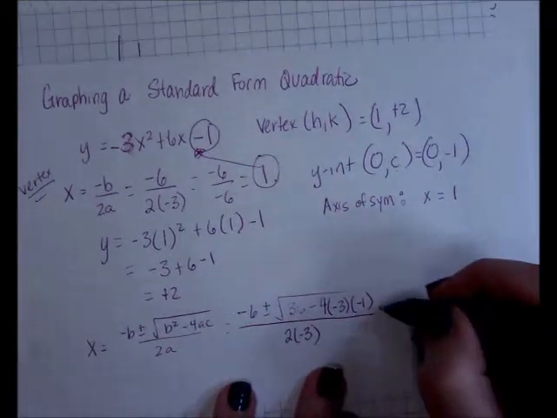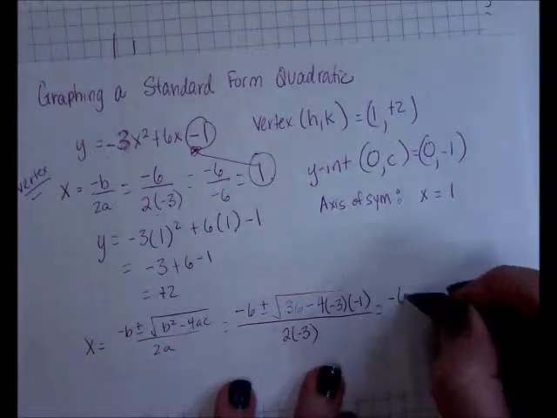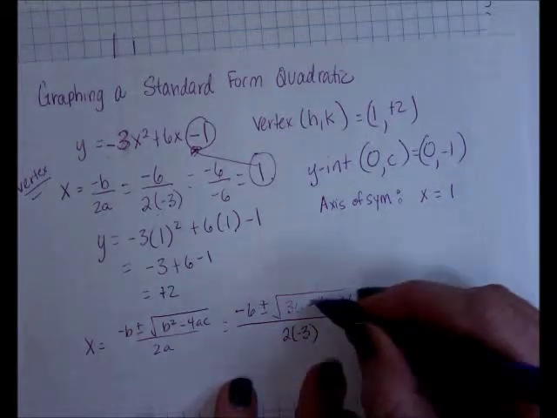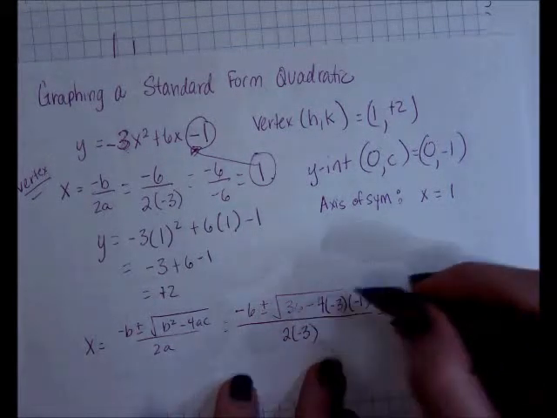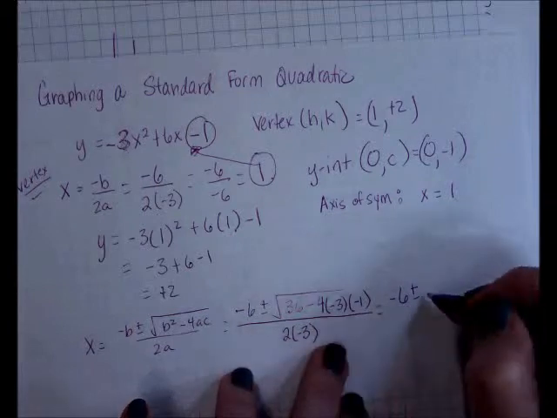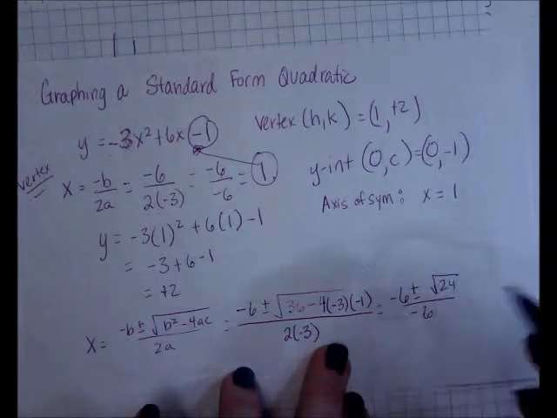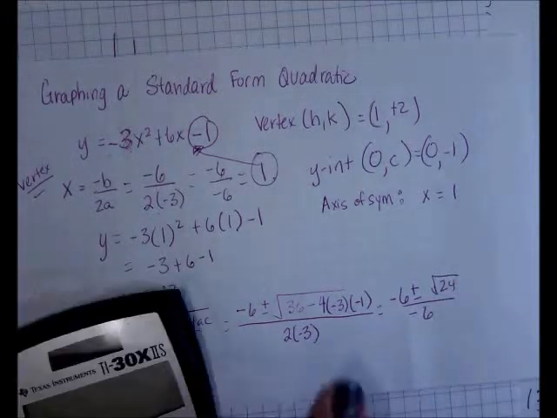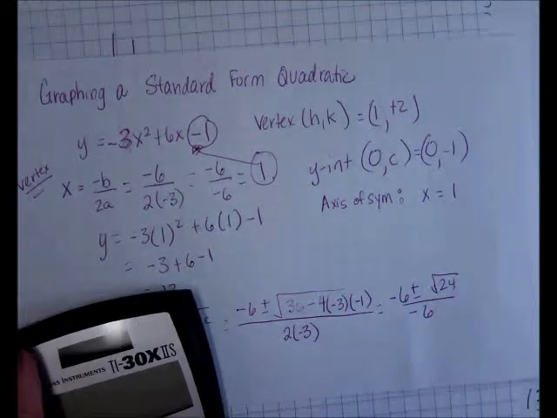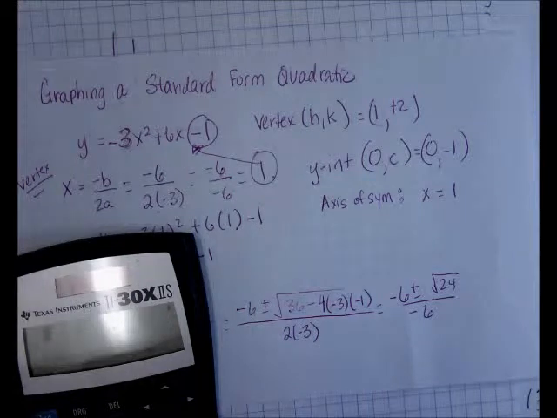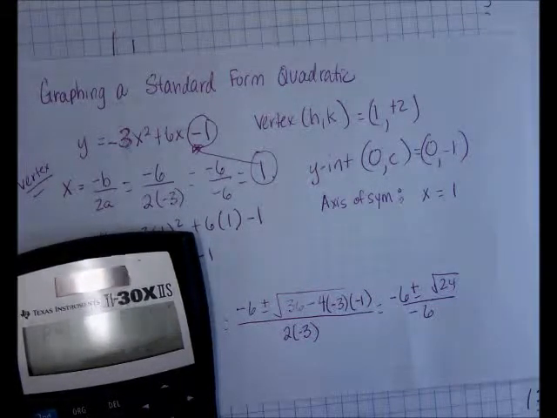And I just continue to simplify here. So it's negative 6 plus or minus, and that's going to be 36 minus 12. So it's going to be 24 over negative 6. And I don't even have to simplify this because I want the decimal form. So I'm going to plug this into my calculator. My first value is going to be negative 6 plus the square root of 24 divided by negative 6.